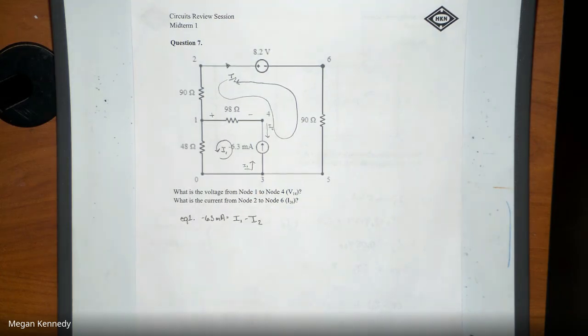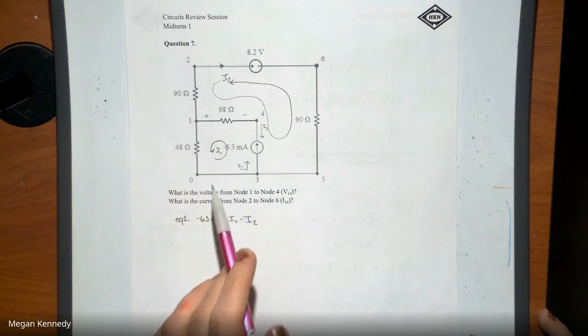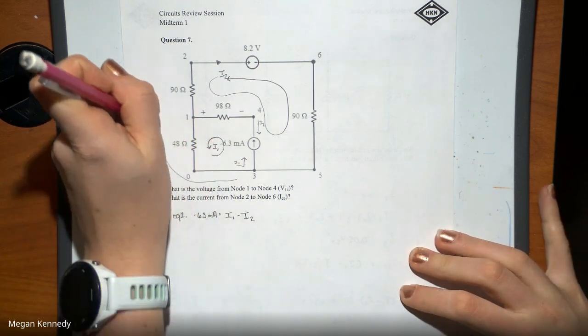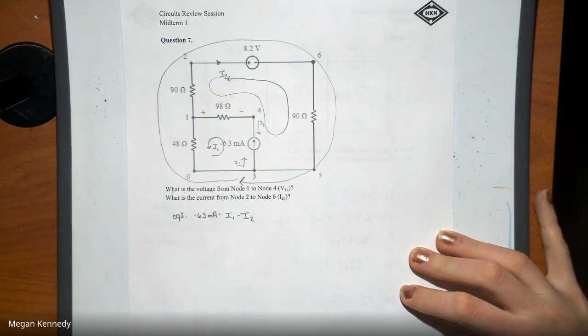And since we need to have two, because there's two boxes or two rooms, we need to have two equations. And so we can't go through any equations that have the loops touching that current source again. So what we're going to do is go around the entirety of the circuit.